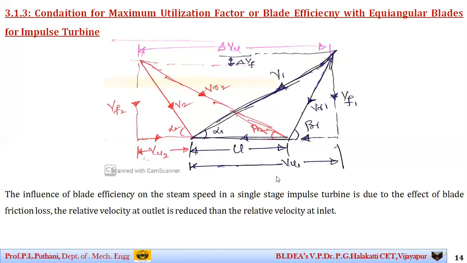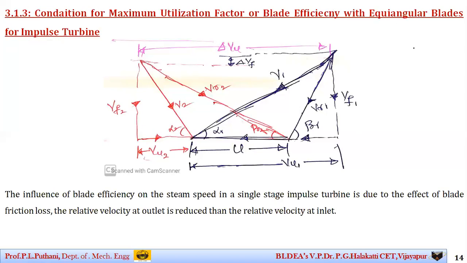Now, this is a very important derivation where we need to find the condition for maximum utilization factor, also known as blade efficiency. The condition is you should have equiangular blades. Equiangular blades in the sense beta 1 is equal to beta 2. These are the conditions, equiangular blades. Correction, here the spelling should be ENCY. Okay students, blade efficiency.